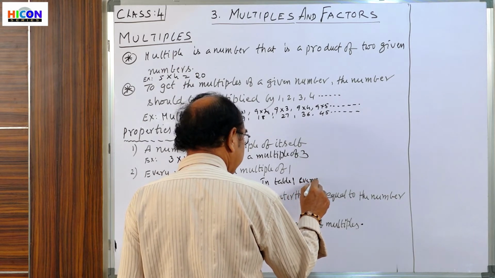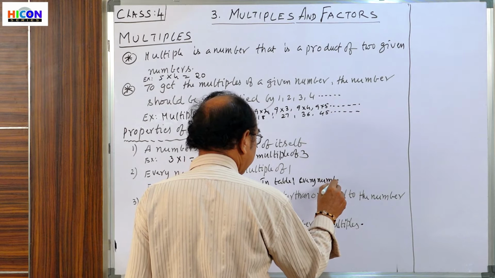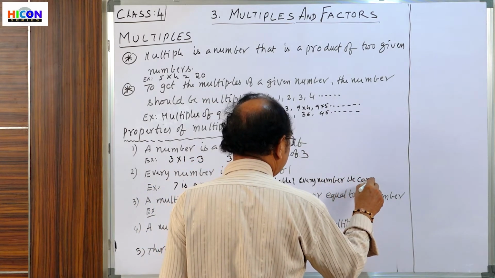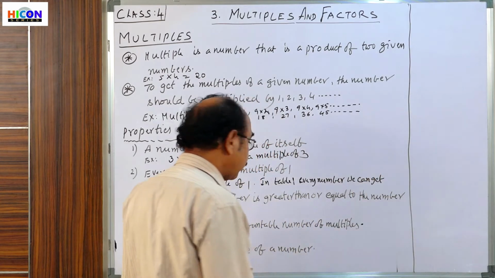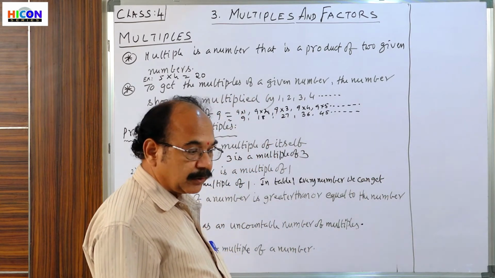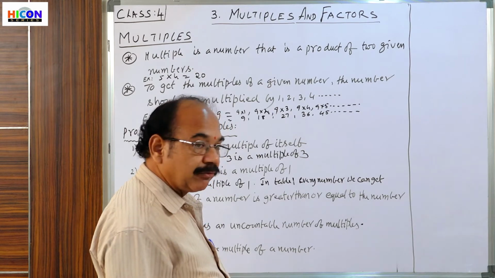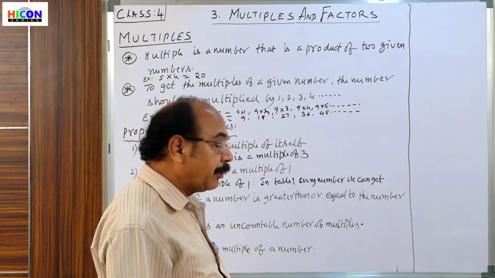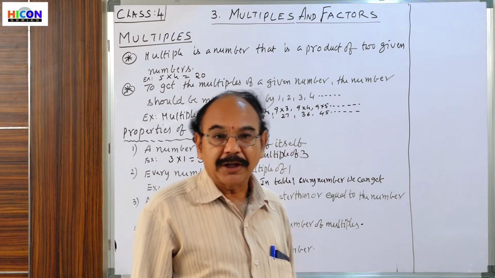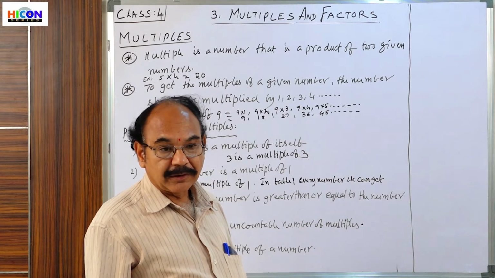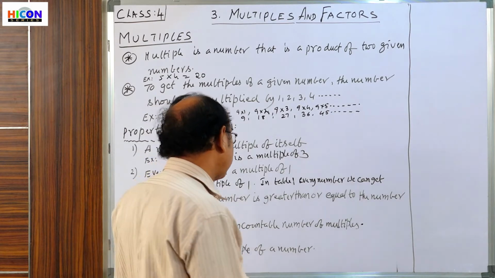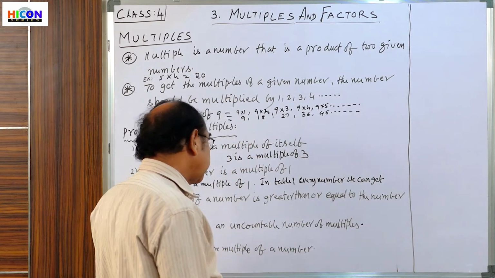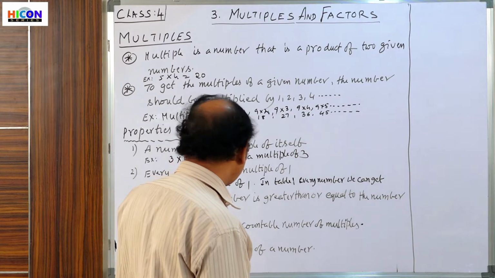Every number we can get. 7 is a multiple of 1. Why? Because in reading the one table, we are getting 7. 8 is a multiple of 1. Why? Because in reading the one table, we are getting 8. Every number we can get.